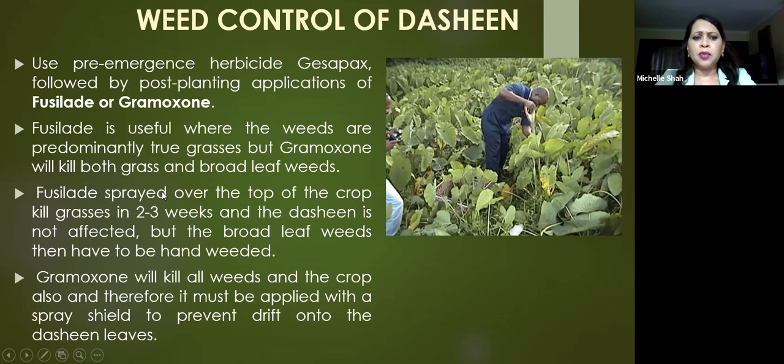Fusilade sprayed over the top of the crop kills grasses in 2 to 3 weeks, and the dasheen is not affected, but the broadleaf weeds then have to be hand weeded. Gramoxone will kill all weeds and the crop also. Therefore, it must be applied with a spray shield to prevent drift onto the dasheen leaves. This is the field here with the dasheen leaves.